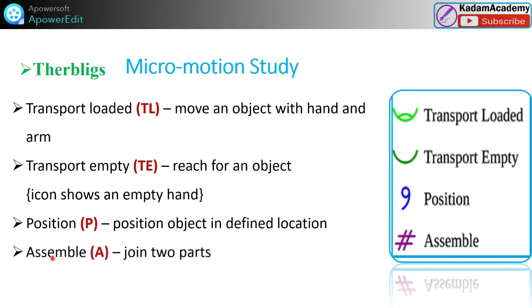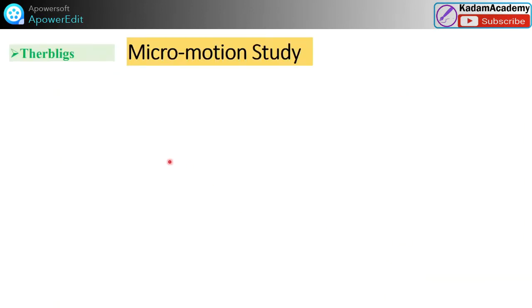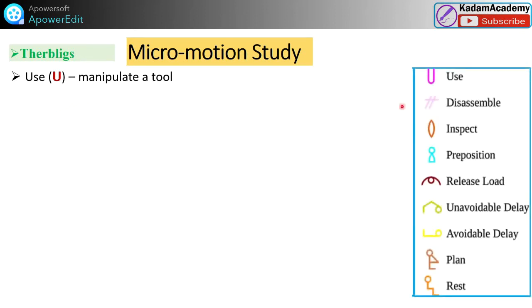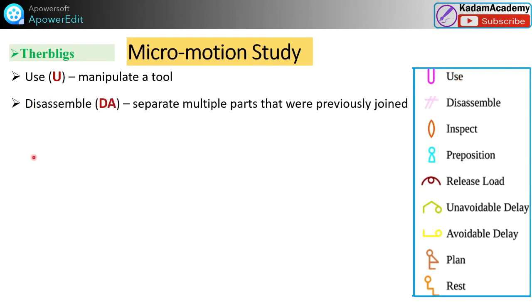Assemble is represented by the symbol A, and it means to join two parts. When we join two parts, it is represented by the symbol hash, and the color is also shown to you. Next is use: to manipulate a tool, represented by U. Use, and the color is also shown to you. And disassemble, capital DA, will separate multiple parts that were previously joined. This is the symbol for disassemble.